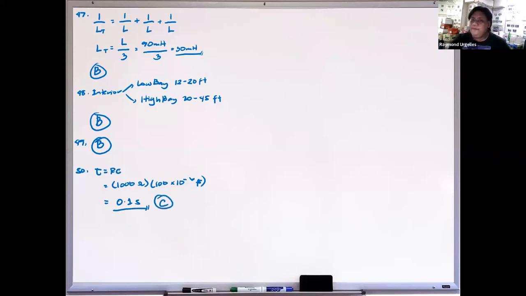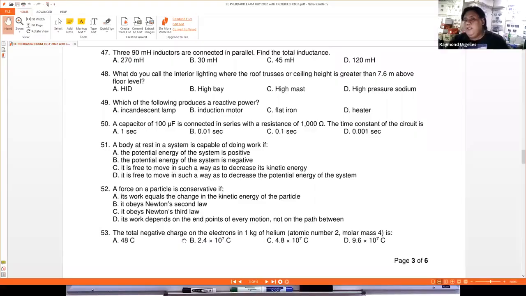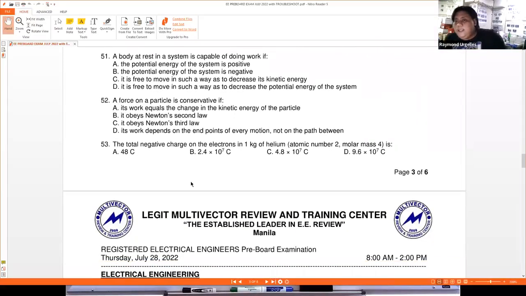So next, number 51. So number 51, a body at rest in a system is capable of doing work. So syempre magiging capable siya in doing work if your body is at rest, pag mag-move lang siya. Kasi kailangan natin ng displacement for the work. Ang tanong na lang dito is saan yung direction or ano yung kumbaga freedom niya to move.